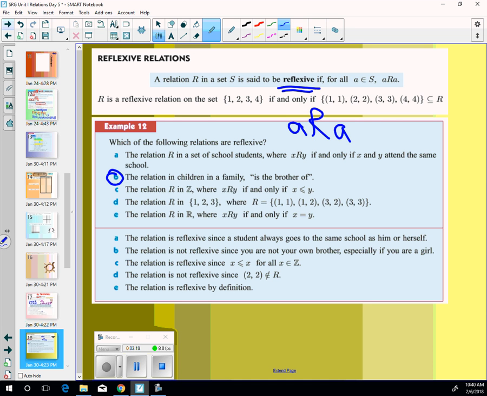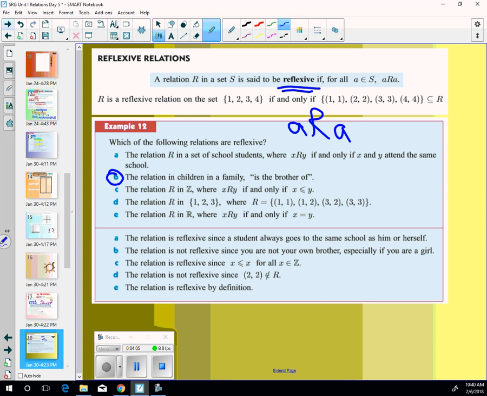I do want to look at B. The relationship in children in a family is "the brother of." Is that reflexive? If a boy and another boy, from the first boy's point of view, they're a brother. So that would be reflexive. But if it were a girl, could she have a brother? Yes. So it doesn't quite work out as reflexive. Not every sibling is the same gender.